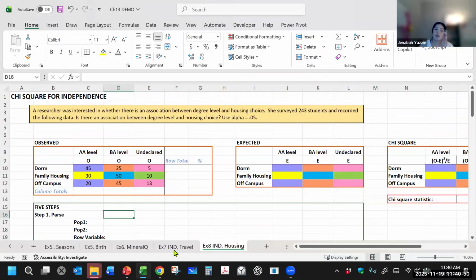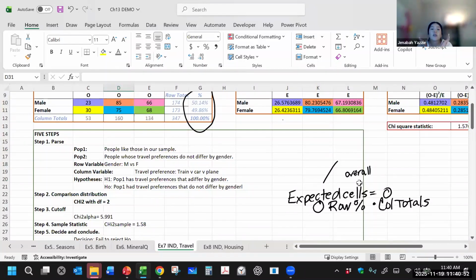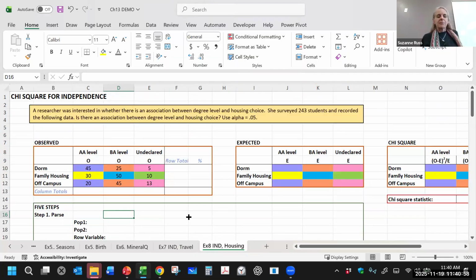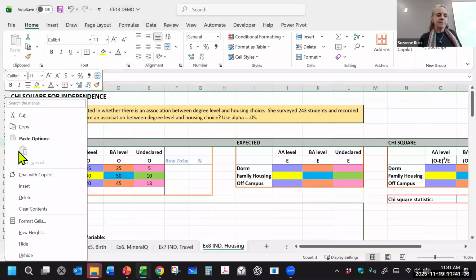My only question is, for the homework for chapter 13, is there going to be a problem like this? Yep. Okay. Yeah. You have both kinds of problems. This is the one that's used more commonly if you were going to read a paper about this, so it's important to use it. I'm going to make these observed and expected a little bit bigger.